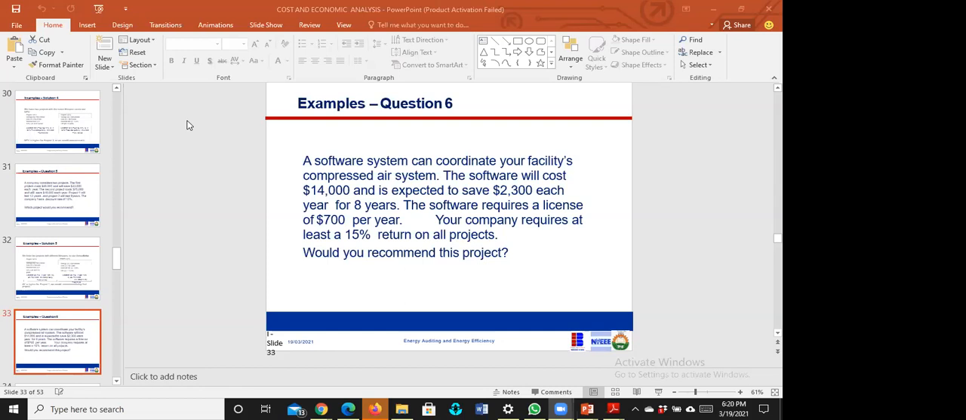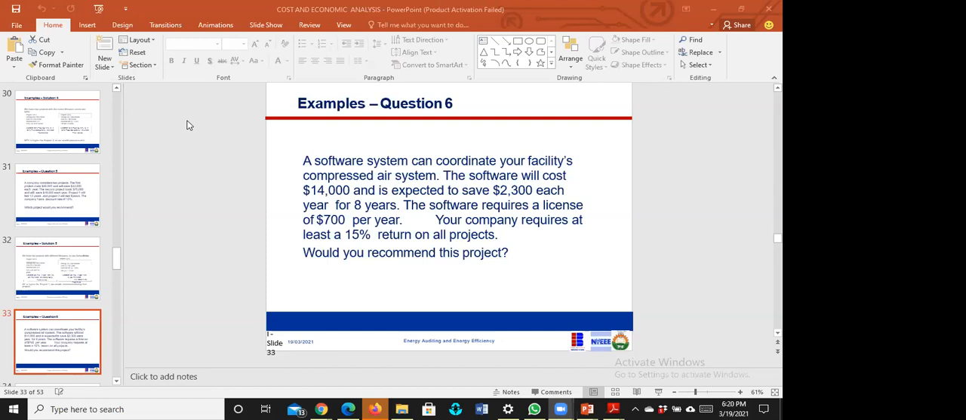You subtract it from the savings. The savings is what I call annuity now. That's the 2,300. So you get the net annuity. So basically subtracting 2,300 minus 700 annually, the difference should be 1,600.